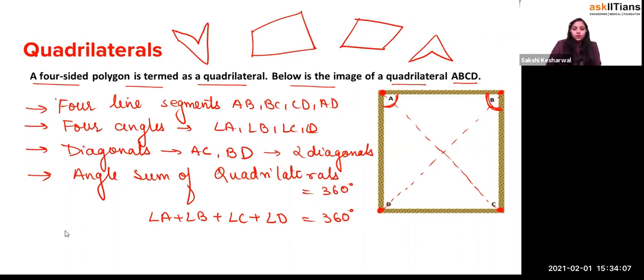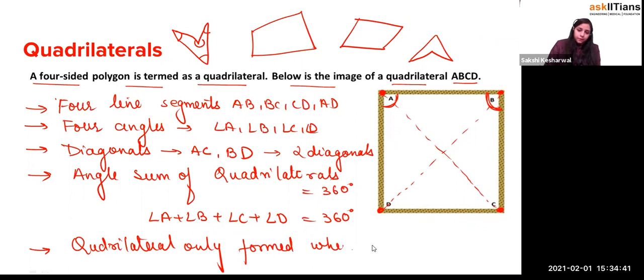A quadrilateral is only possible when its angle sum is 360 degrees. Similarly, if you see this angle plus this angle plus this angle plus this angle, the sum has to be 360 degrees. Otherwise, a quadrilateral cannot be formed. So basically, we can say a quadrilateral is only formed when the angle sum is 360 degrees. Now this is clear.